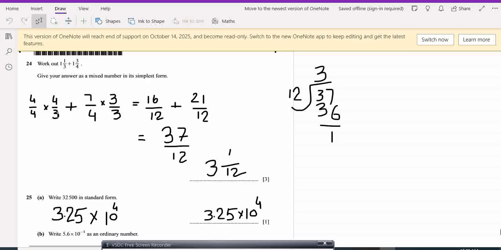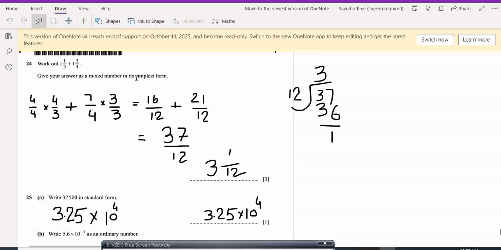To make the denominator equal, you multiply 7 over 4 by 3 over 3 and multiply 4 over 3 by 4 over 4. Then this will become 4 4s are 16, 4 3s are 12, so it becomes 16 over 12. This becomes 7 3s are 21, 4 3s are 12, so it becomes 21 over 12. When you add them, 21 plus 16 is 37, you get 37 over 12.